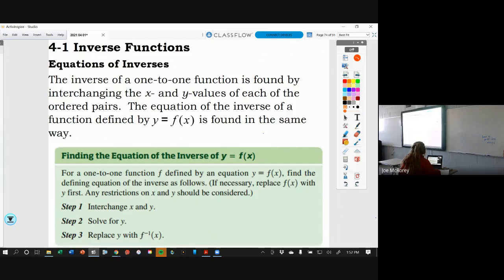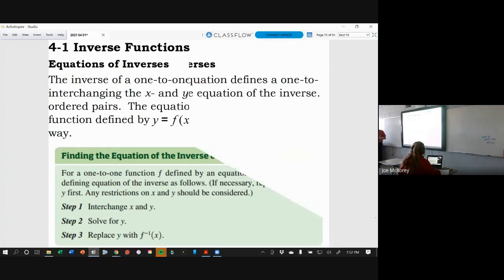I'm going to skip down to the steps there. Step number 1, swap your x's and your y's. Step number 2, solve for y. Step number 3, it can't be y because y was the original function. Change that y to the inverse. And let's jump into one.